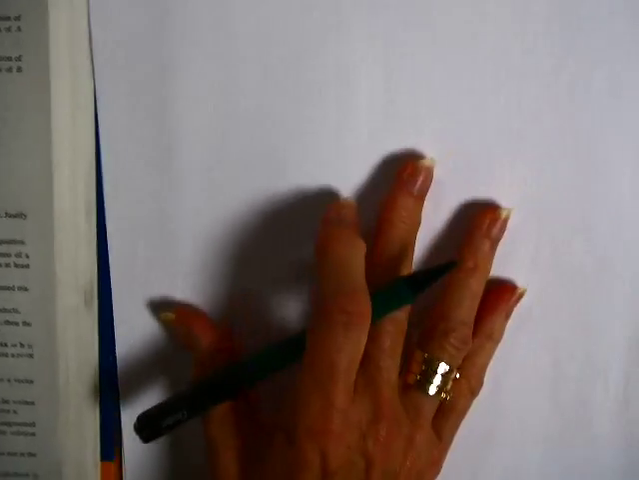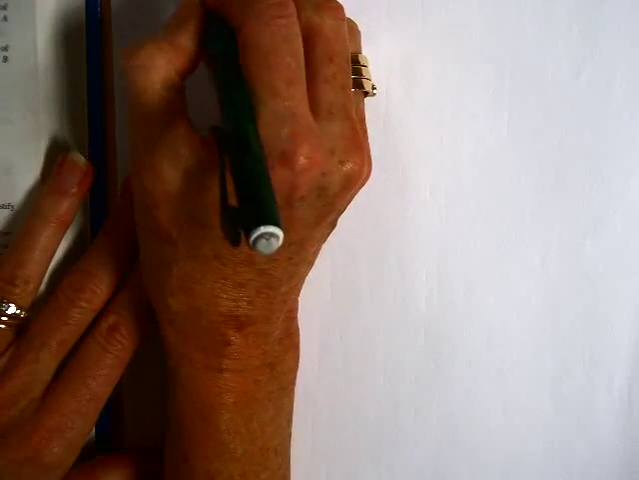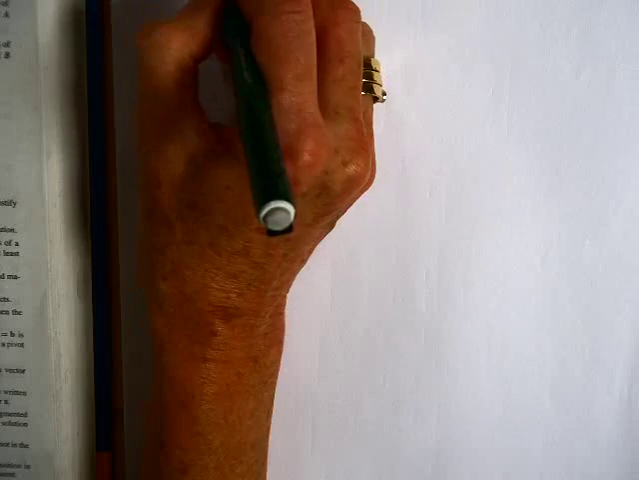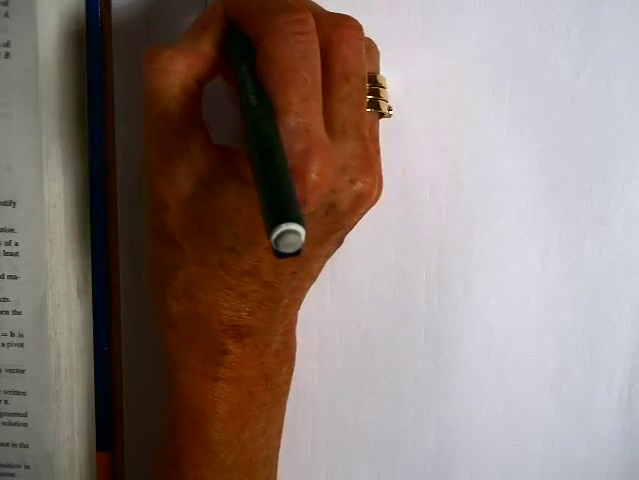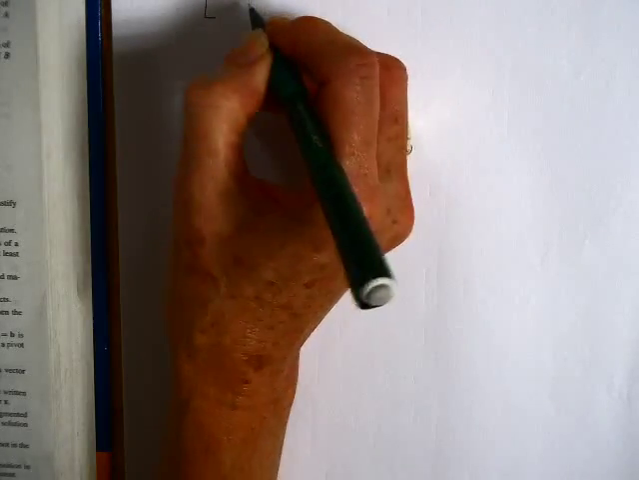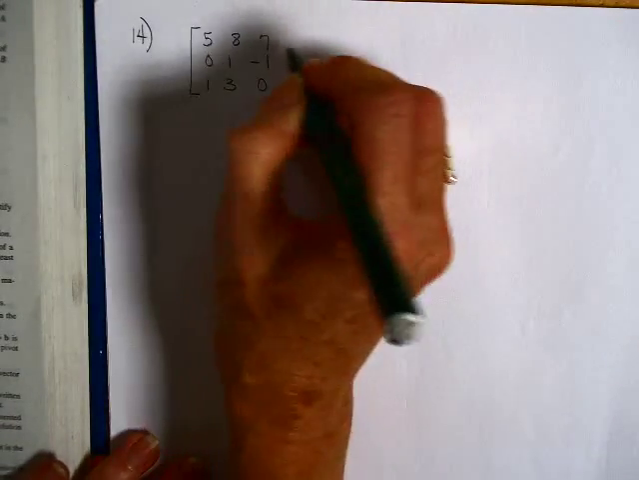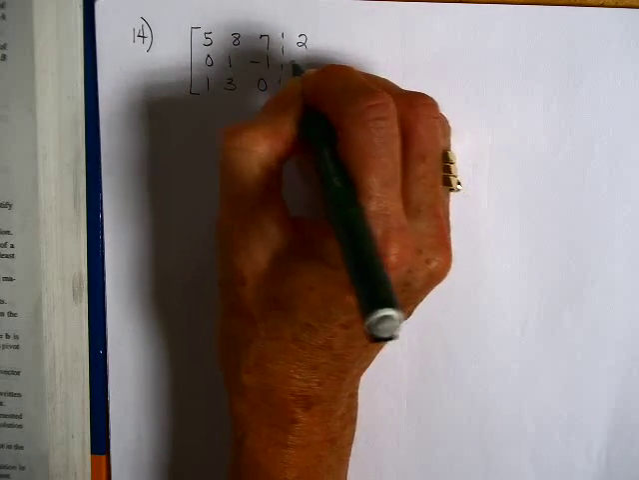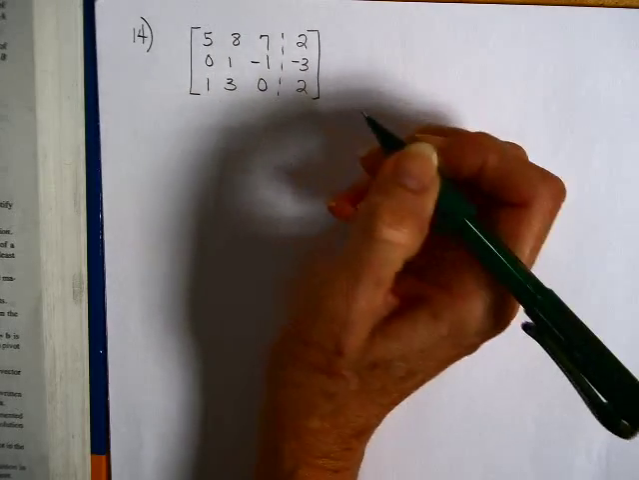So number 14. u is 2, -3, 2, but I'm going to go ahead and write A and augment it. So I have 5, 8, 7, 0, 1, -1, 1, 3, 0. That's my matrix A. And then I'm going to augment it with 2, -3, and 2.